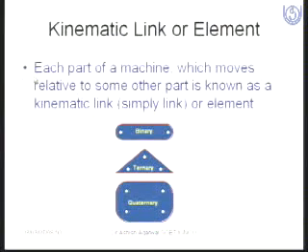In the machine, the most important or most elementary part is called the kinematic link or the element. As we see in the slide, each part of a machine which moves relative to some other part is known as a kinematic link or the element. This may be a binary link, ternary link, quaternary link. So here the link is the elementary part which just carries the forces as well as the motion from one part to another part.